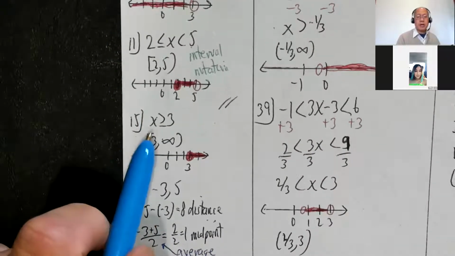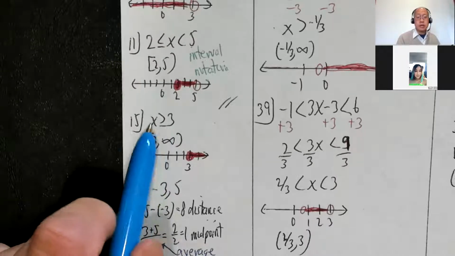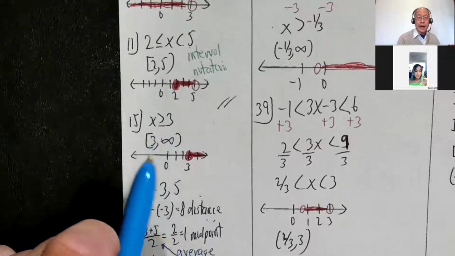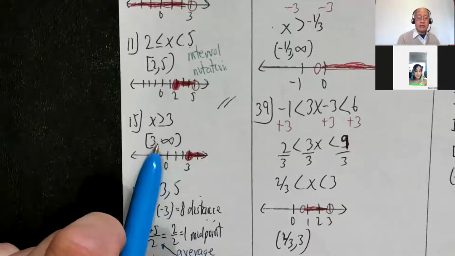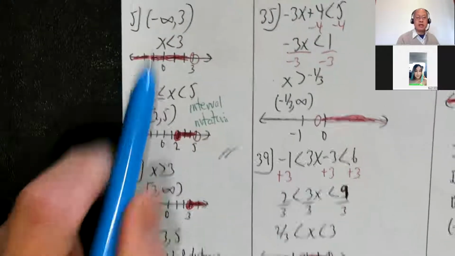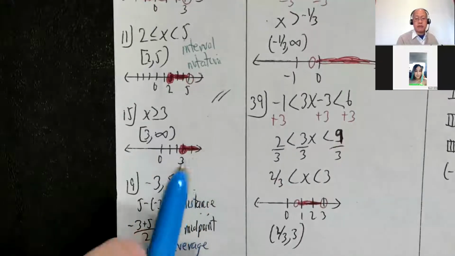Problem 15, x is greater than or equal to 3. Write it in interval notation. So for interval notation, that means you're including 3. So bracket 3, greater than means infinity. Infinity and negative infinity always use parentheses. Okay, so I have a closed circle on 3, and I just shade over to the right.